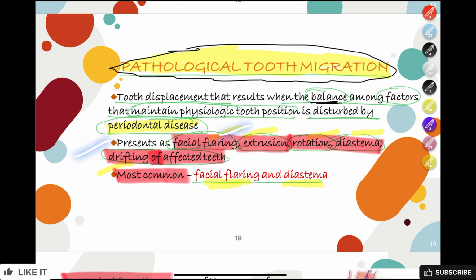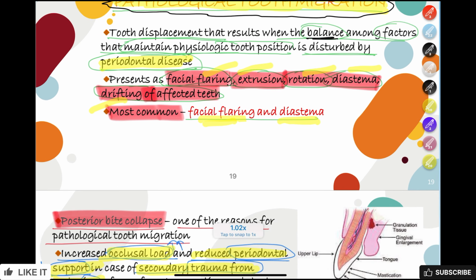It presents as facial flaring, extrusion, that is outward movement of the tooth from the socket, rotation of the tooth, diastema, and drifting of affected teeth, that is moving of the affected teeth. Most common is the facial flaring and diastema. The two more common pathological tooth migrations are facial flaring and diastema.